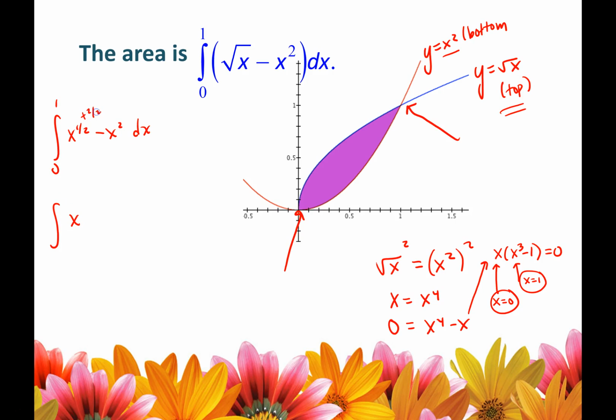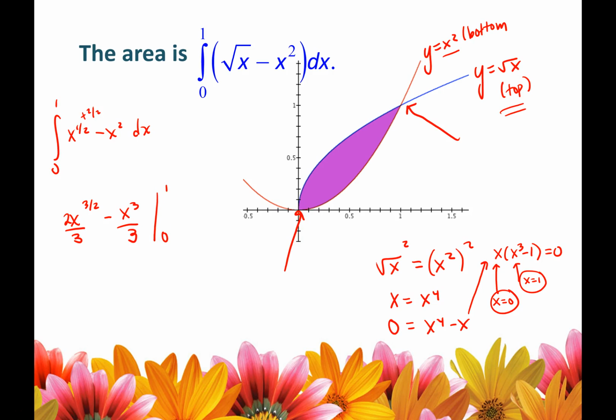All right, so integrating that, I'm going to get x to the, we'll add a 2 over 2. That's going to give me a 3/2, but then a 2/3. And since I'm integrating, I can go ahead and get rid of that integral symbol. And then this is going to be minus x cubed over 3. And we're evaluating it from 0 to 1.